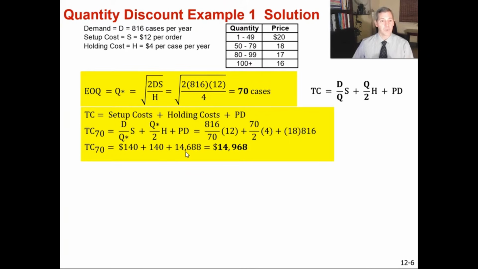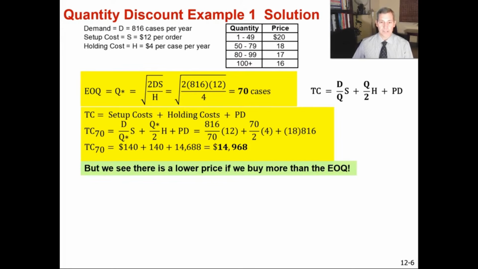So if there's a price schedule that gives you a quantity discount and you know that you can get a lower price by ordering more, that's when this model comes into play. We want to see if ordering more and bringing down that price per SKU is going to bring down our costs in the long run. So in this case, when we buy 70 cases at a time, our price is $18 per case. Our annual purchase cost is $14,688, and so therefore our total costs are $14,968. We have a lower price. So let's buy more than that economic order quantity and see if it brings our price down, our total costs down.